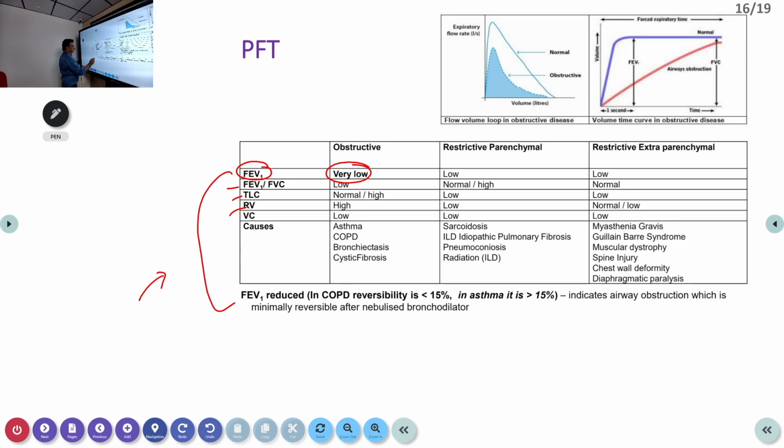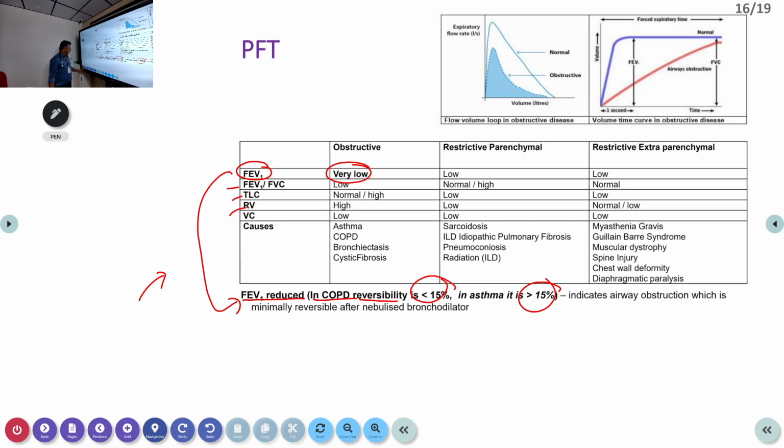Then recheck that. If FEV1 is persistently reduced even after nebulization, that means reversibility is less, then it is COPD. If reversibility is good, more than 15%, then it is mostly a reversible disease like asthma. So that is very important. We have to ask for a PFT. On the day of PFT, you should not take any salbutamol. Initially do the PFT, then after salbutamol repeat it. If FEV1 is reversible more than 15%, then it is mostly a reversible obstructive lung disease like asthma, or if it is less than 15%, it is COPD.